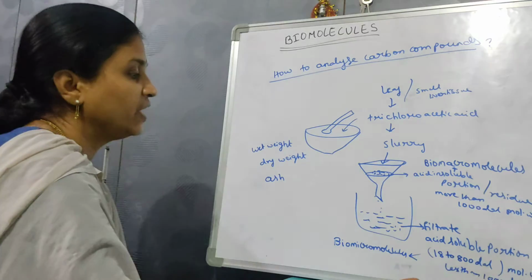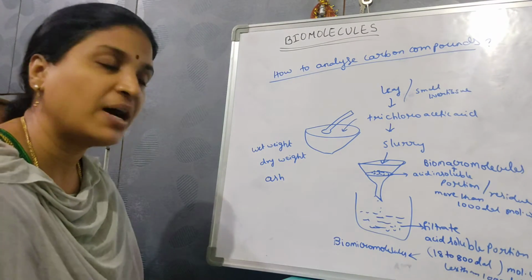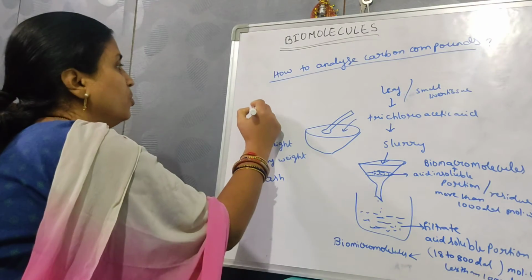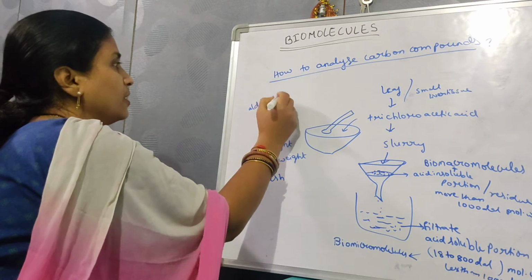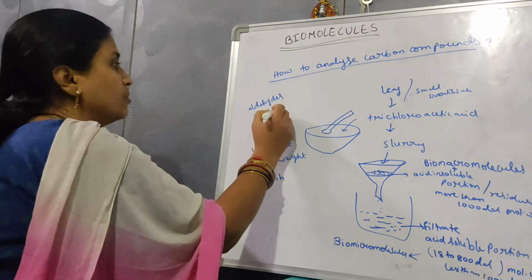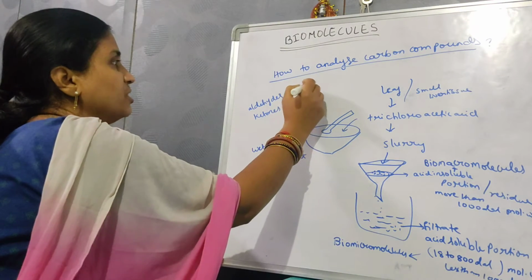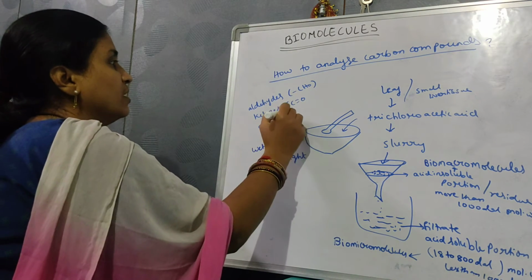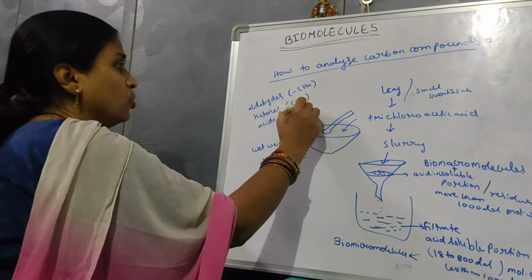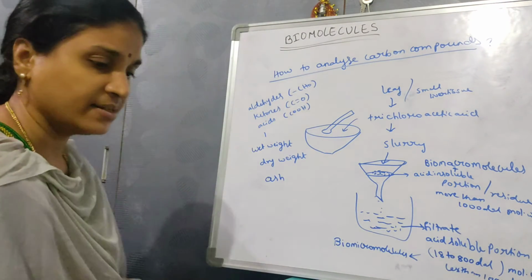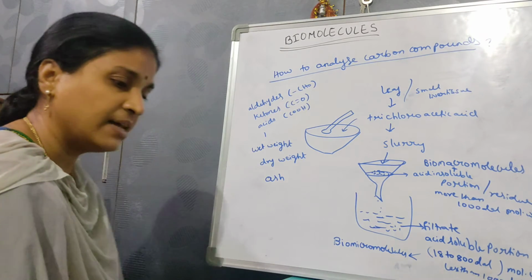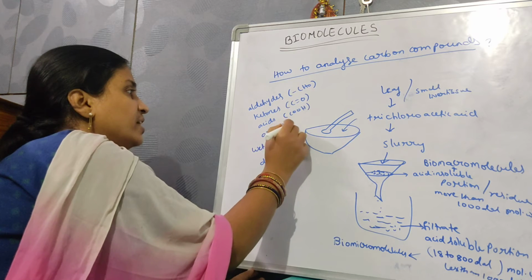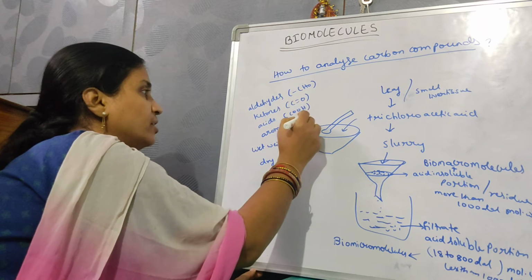So, if we talk in terms of chemistry, these biomolecules or chemical substances can be divided into aldehydes, ketones, acids and aromatic compounds, based on the functional group. Aldehydes means the CHO group, ketones means the C double bond O group, acids means the COOH group. From the chemistry point of view, these biomolecules can be divided like this: aldehydes, ketones, acids, and aromatic compounds.